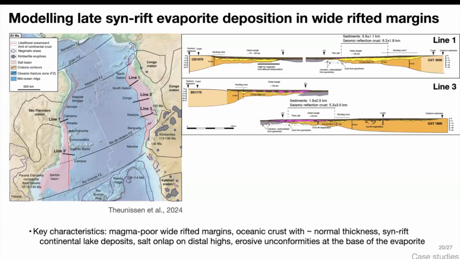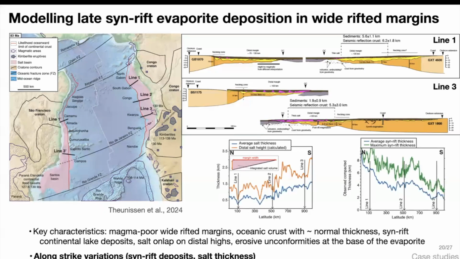What also is important, the syn-rift deposits, which are in yellow along the cross section, are all continental lake deposits. So there is no marine deposit in this system. And finally, we have some salts, which is here in pink, which are basically a different range of evaporite deposits in this system. And they do form some overlap on some distal highs. And we can also see some erosive unconformities, which is more for the interpretation of the final result.